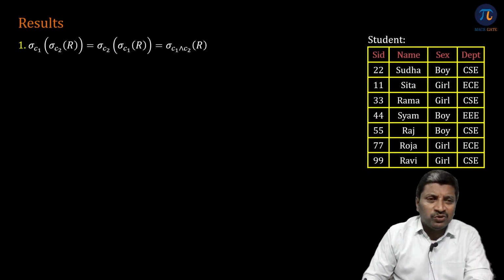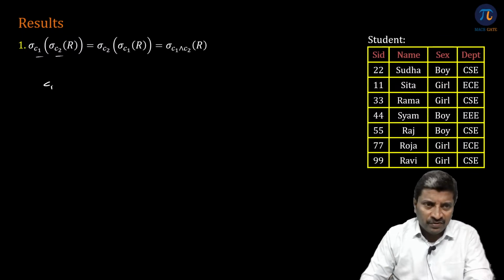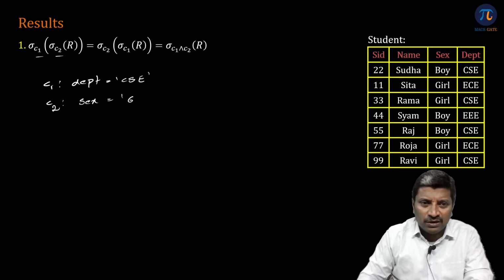Before going to the next one, please look at this. Sigma of condition 1, condition 2. What is this result? Suppose my condition 1 is that the department must be CSC: department equal to CSC. Condition 2: gender is equal to girl. So these are the two conditions.